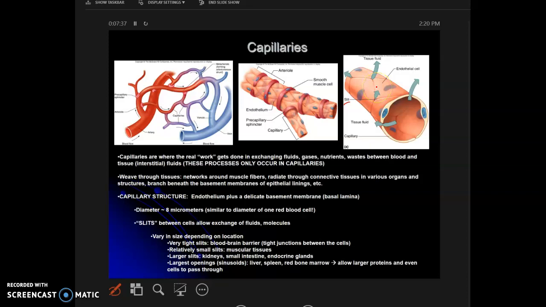So the capillaries typically have a single layer of cells. They're very, very tiny, very, very small, and they vary in size. All right.